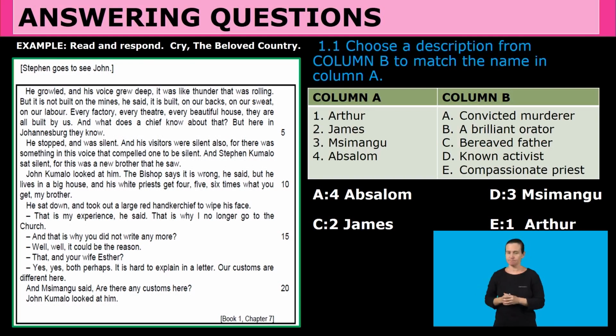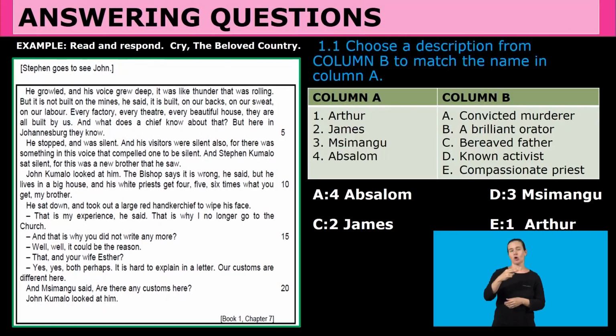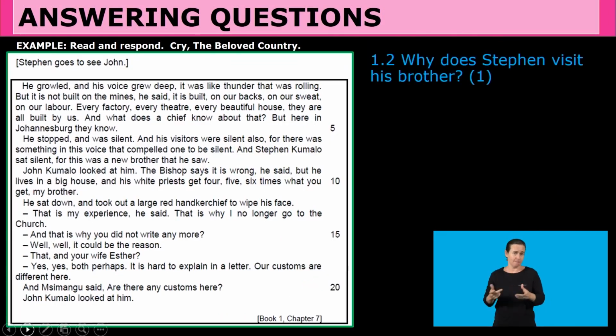Then we have D, the known activist, which is Msimangu, all right? He is the one that's fighting and wanting to change the way black people are viewed in this novel. And then E is Arthur, who's the compassionate priest. I remember he's the white priest in the village that was mentioned in the text. Okay, so there's our first question covered. So now you know this is what you can expect. Okay, let's move on to 1.2.